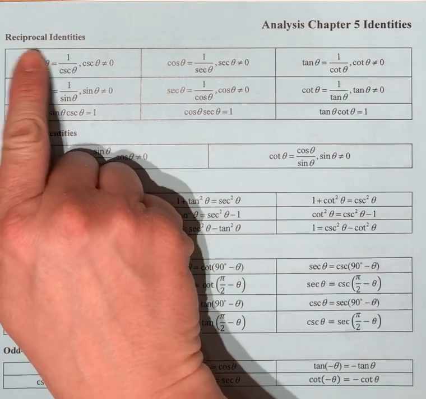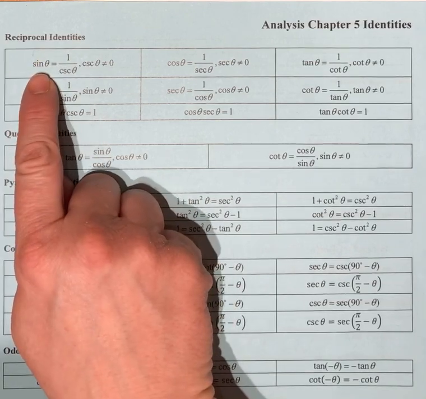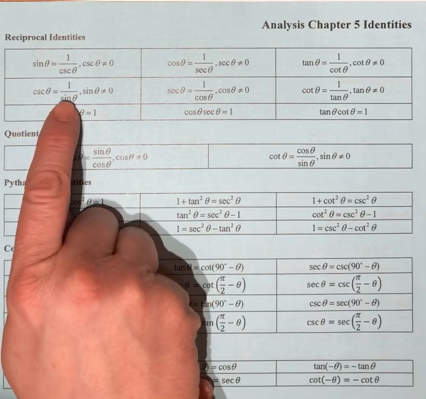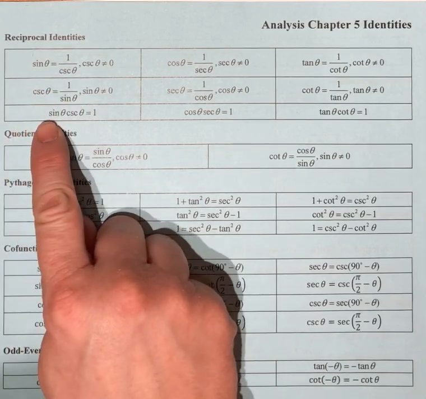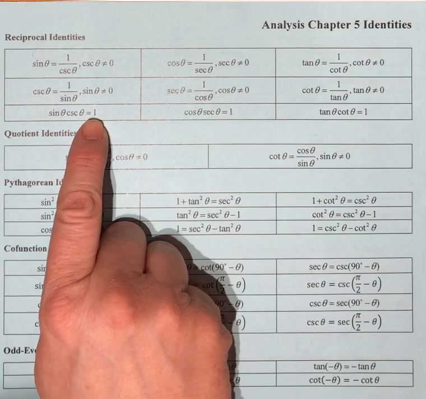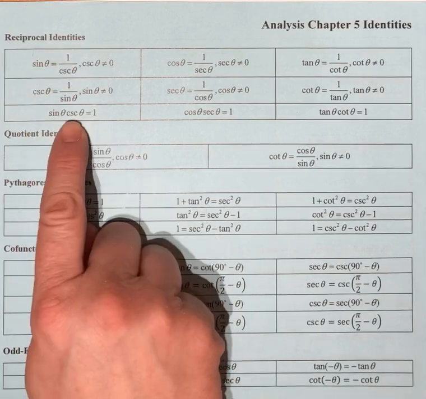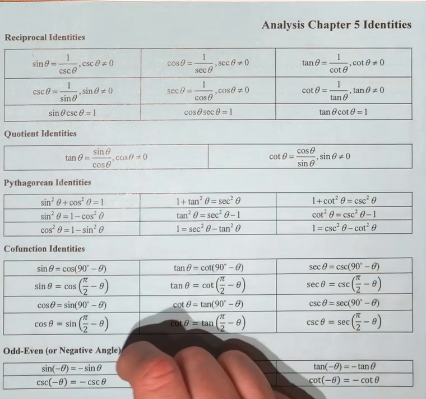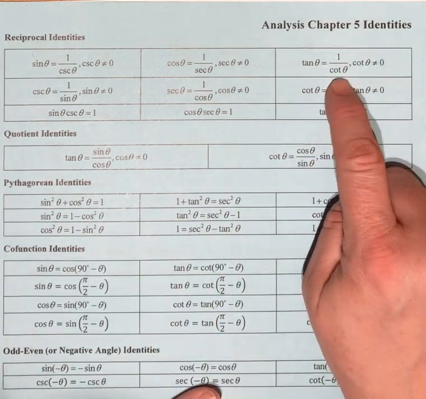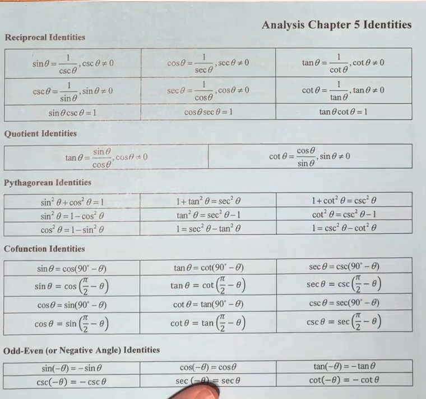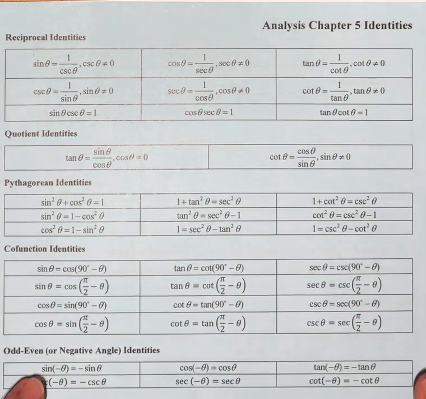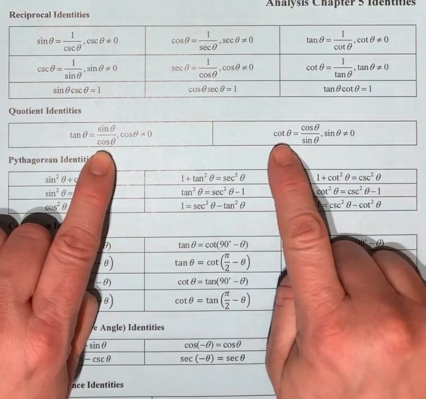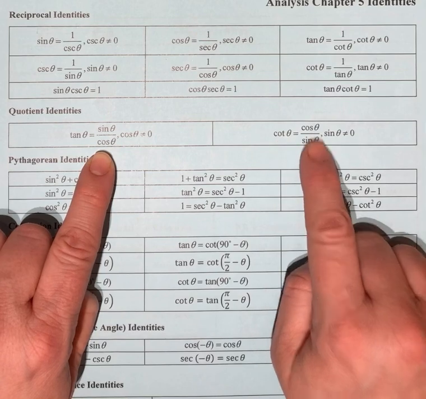We have what are called the reciprocal identities. It tells us that sine is the reciprocal of cosecant and vice versa. Or either one of these, if I multiply it, I get sine times cosecant is equal to 1. So it's just a different way of looking at the same thing. Cosine is the reciprocal of secant. Again, two different ways of looking at the same thing. And tangent is the reciprocal of cotangent. Two different ways of looking at the same thing. The quotient identities: tangent is sine divided by cosine, or the reciprocal, cotangent, is cosine divided by sine.